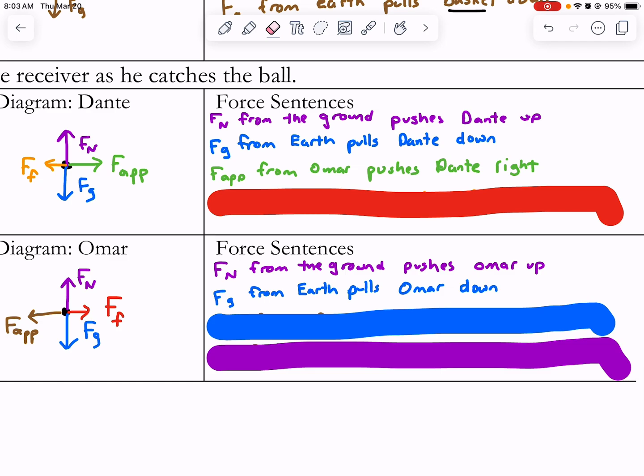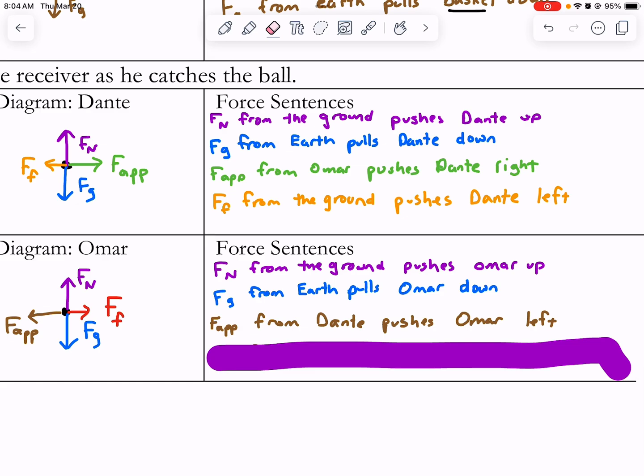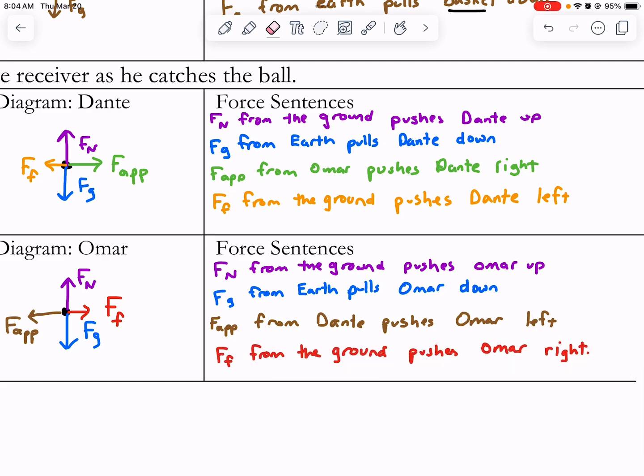And because Omar ran into Dante, it's Dante's face or Dante's back that is pushing on Omar. That's what that F app is from there. And then we've got the friction. Friction from the ground is pushing Dante to the left, and friction from the ground is pushing Omar to the right.